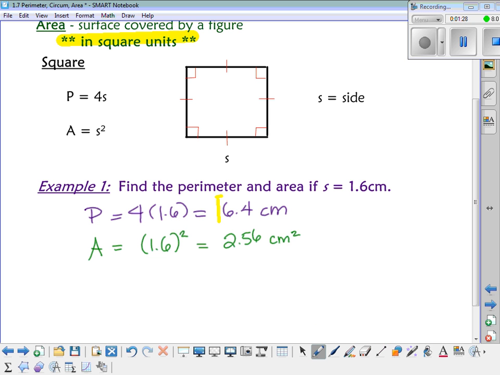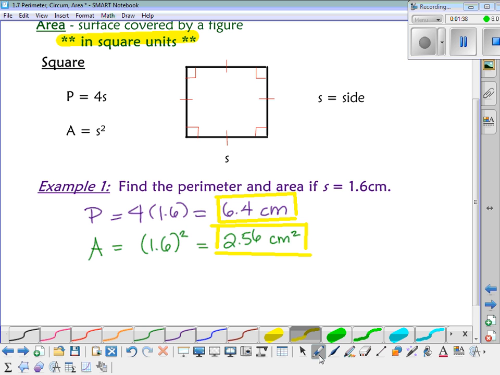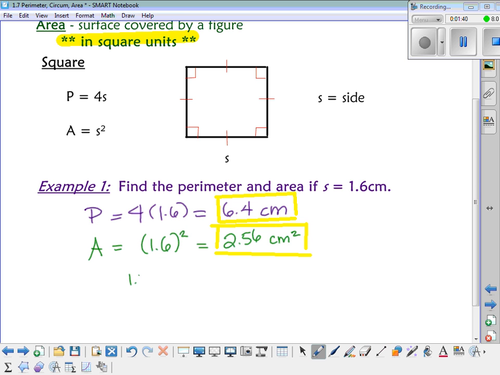Okay, so you want to make sure you remember to write your units, and when it's area, make sure your units are squared. Because if you think about it, when you're doing area, you're doing 1.6 centimeters times 1.6 centimeters. So essentially you're doing centimeters times centimeters, which gives you centimeters squared.